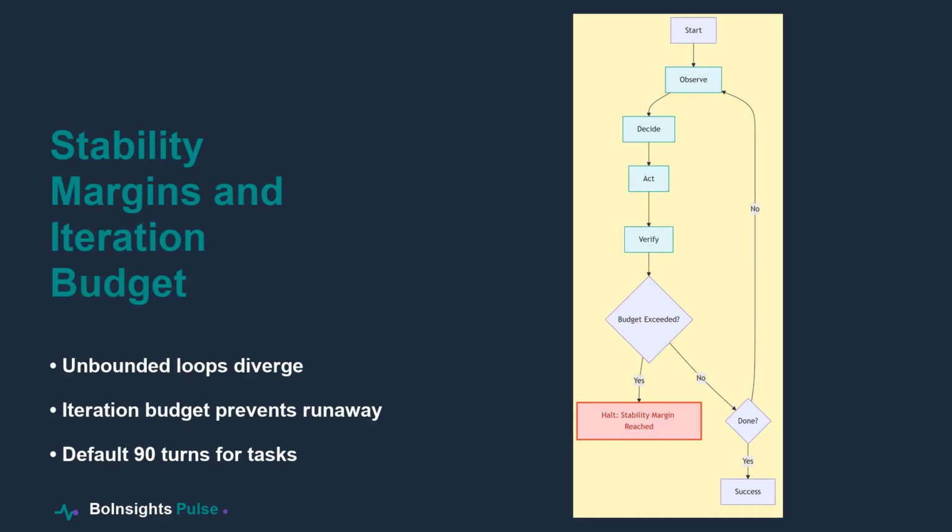Every control engineer knows unbounded loops oscillate or diverge. Agents face the same risk, infinite loops, token exhaustion. The solution is a hard iteration budget, just like a stability margin. In Hermes Agent, 90 turns is the default, enough to complete most tasks but bounded to prevent runaway behavior. This is gain margin in agent clothing.